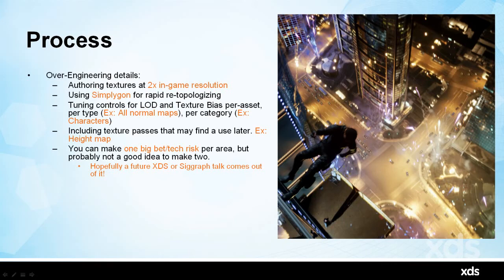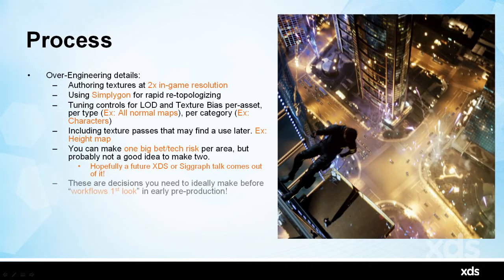So you can make one big risk, like we're going to build environments this way, and no one's ever done that before, and it'll be a great SIGGRAPH or GDC talk. So we've made our bet, and hopefully we come back to talk about it in a few years. But yeah, don't make two bets maybe. These are decisions you need to make before your workflow first kicks in, early in pre-production. So you need to know how you're building all these assets pretty early on, or at least make educated bets. Keeping the art assets agile, essentially, I like to call it.